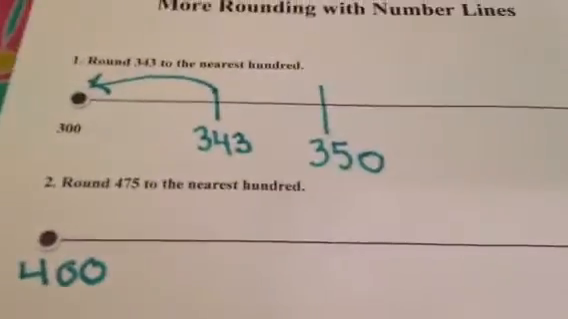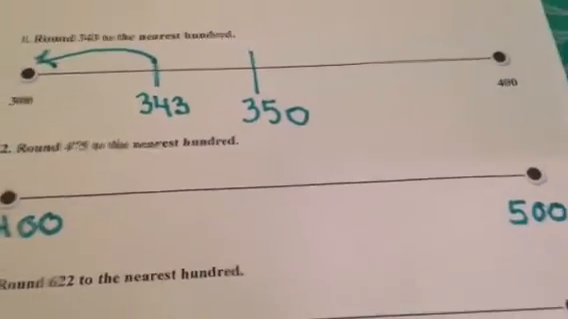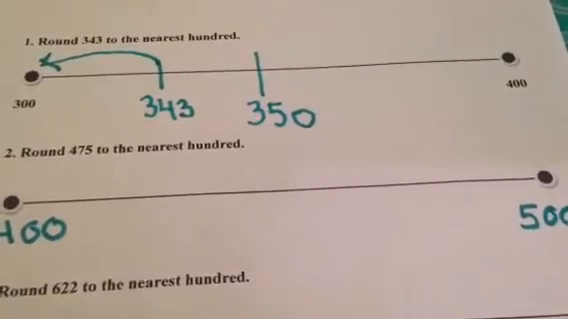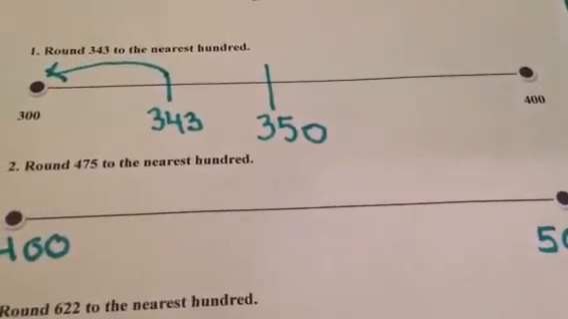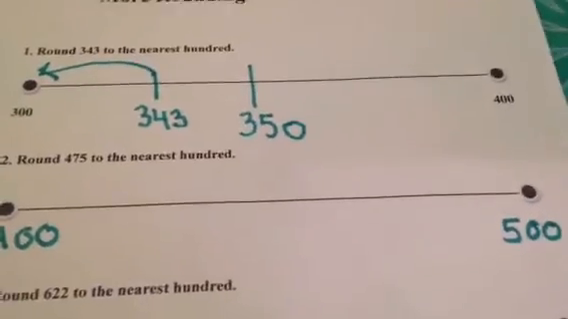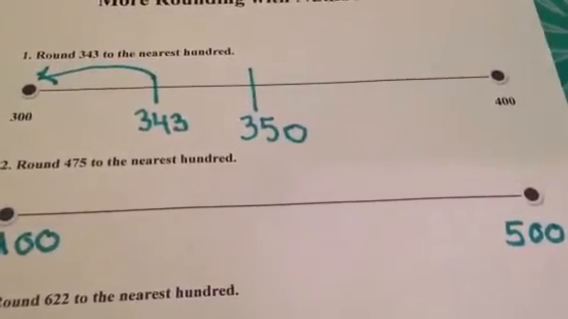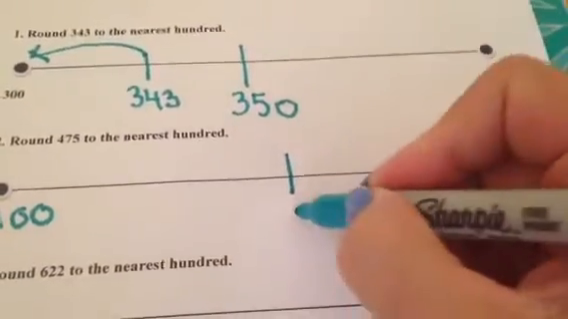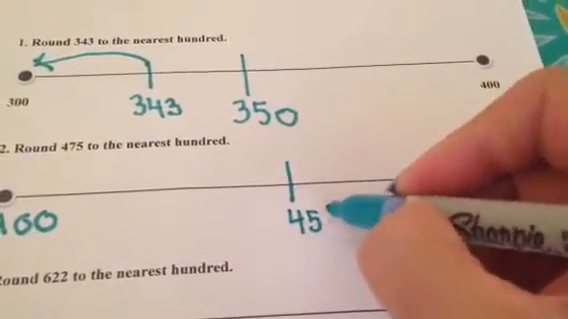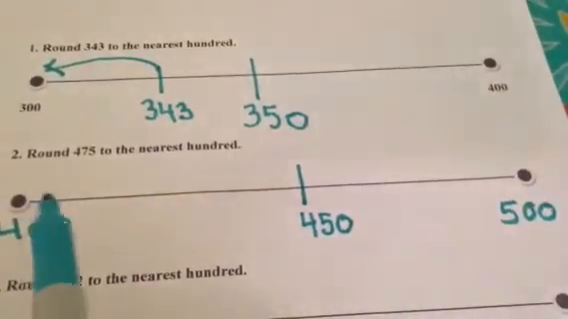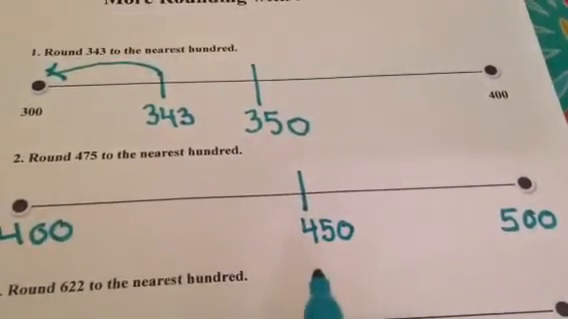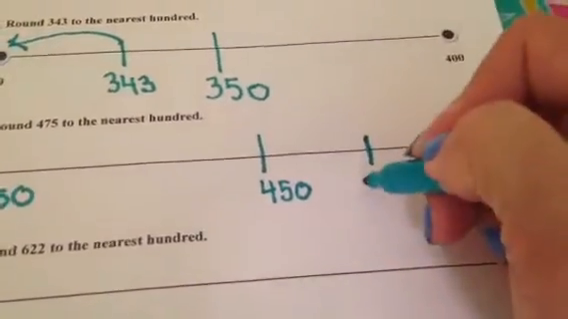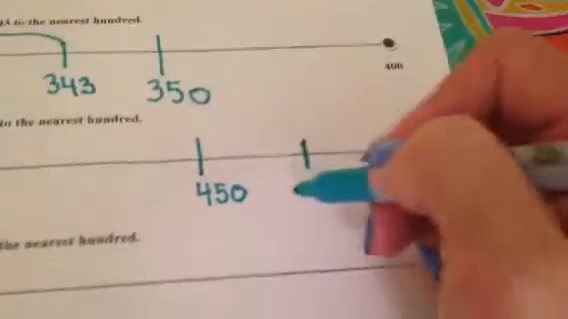Okay. So my number is 475. Well, I know when I count by 25, I say 400, 425, 450, 475, 500. So first I'm going to go right in the middle and place 450 on my number line. I know that 475 is more than 450, so I'm going to put it right in the middle of 450 and 500.